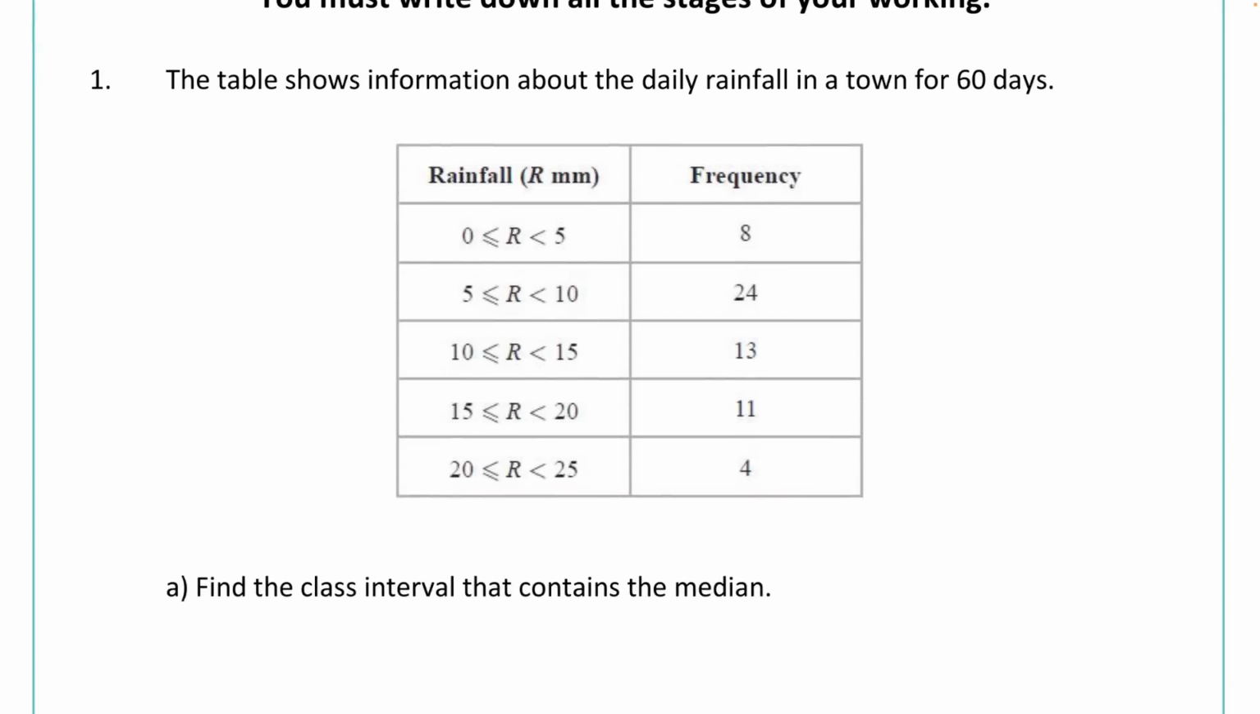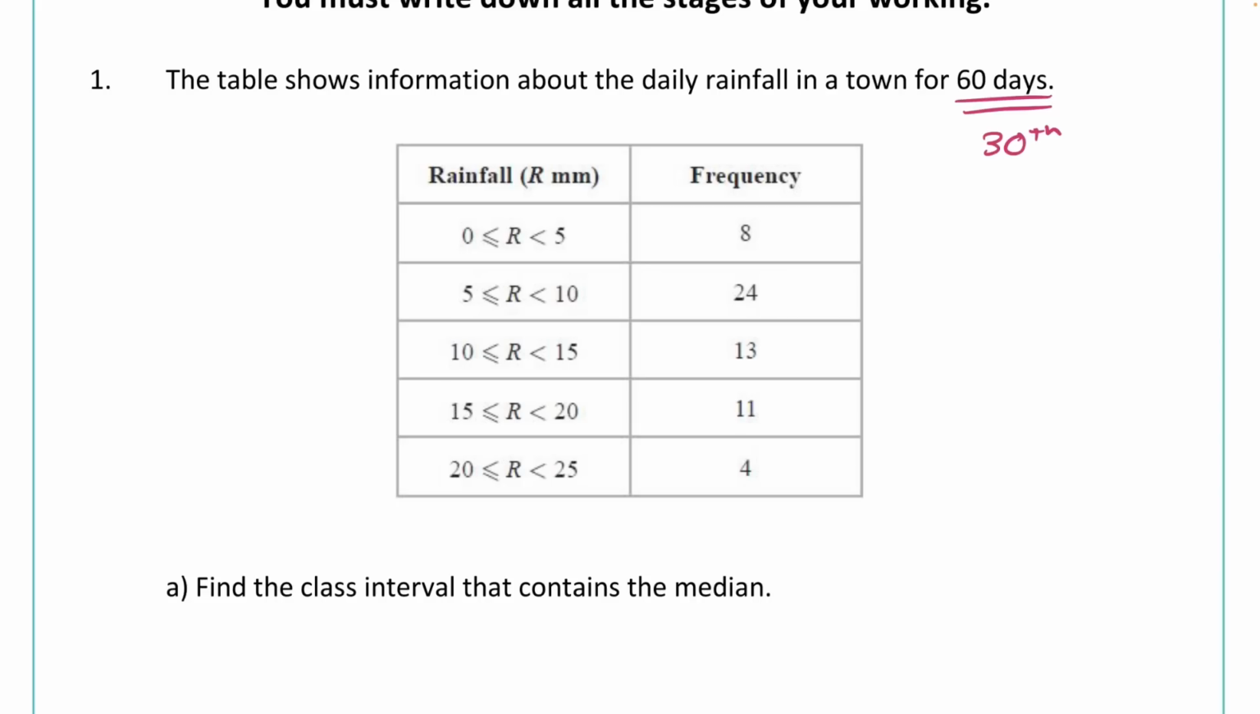So for this first one, we are asked to find a class interval that contains the median from this grouped frequency table. Now if we work down this grouped frequency table, we essentially just want to find where that middle person is. And if there are 60 days, and this one is about the amount of days rather than people, we want to find where that 30th person or that 30th day is, depending on the context of the question.